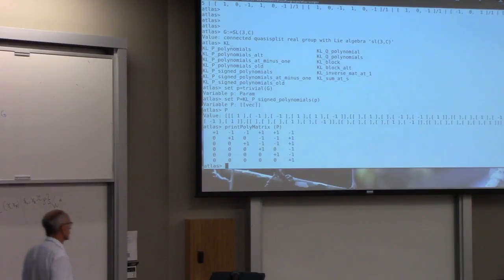And again, these are going by columns. These are the Kazhdan-Lusztig polynomials. They're all plus or minus 1 in this case. And a column is telling you how to write an irreducible as a formal linear combination of Verma modules above it.